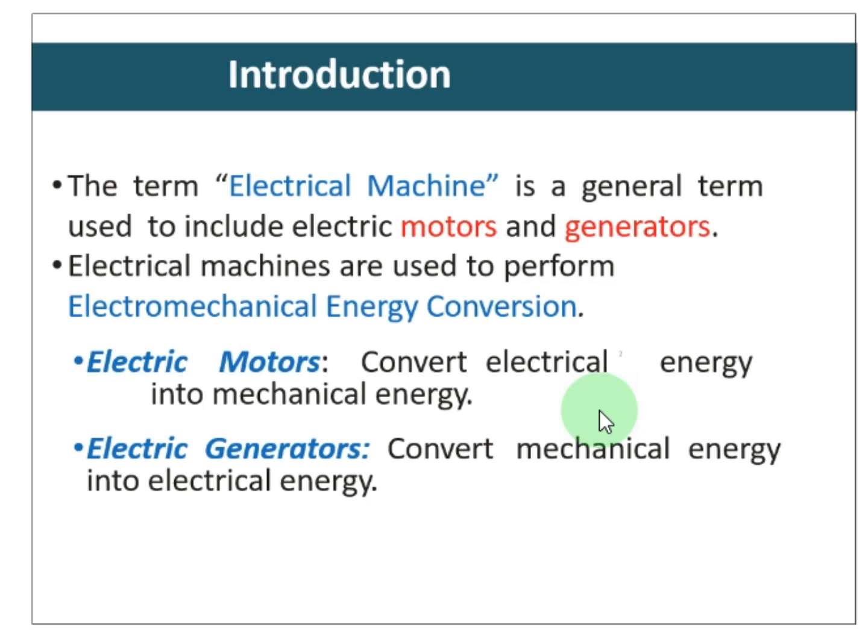For example, a very simple example, if you have seen the dynamo on normal push bikes, that is a generator. It is using the power of the wheel tire to produce electrical energy, right?